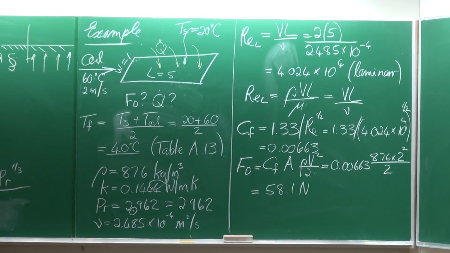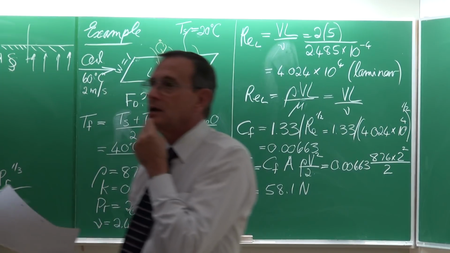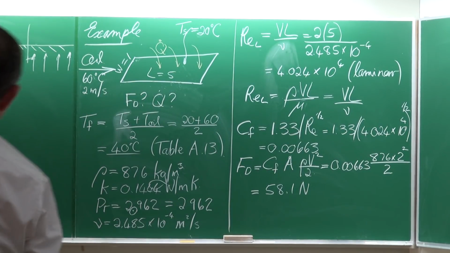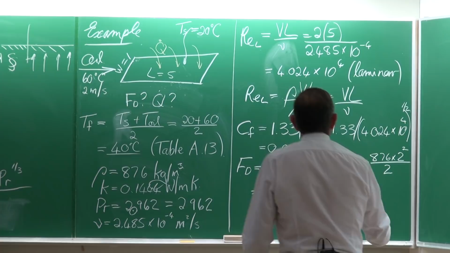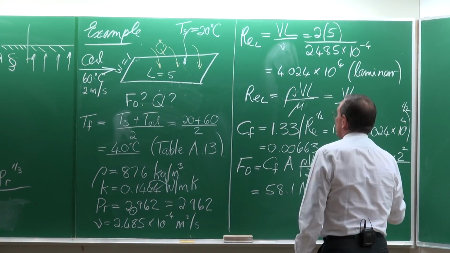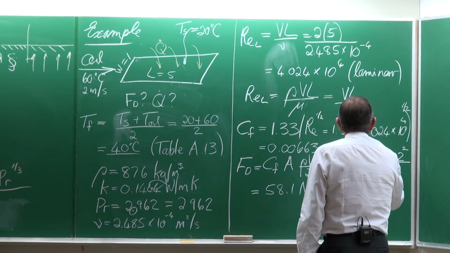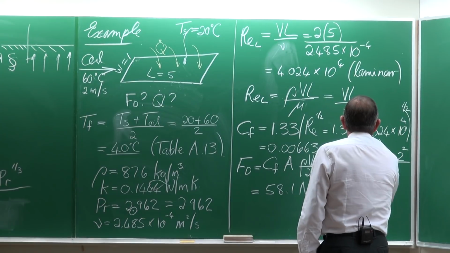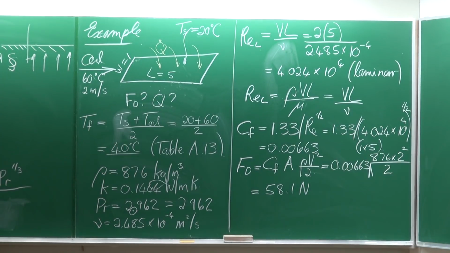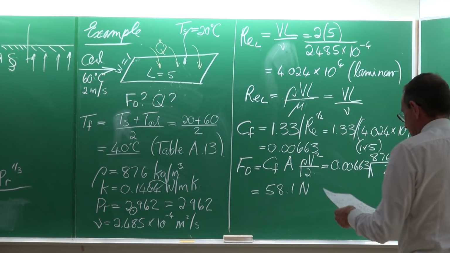Okay? Simple. We've done that in fluid mechanics. Sorry, I didn't use the area. The area, of course, is 1 by 5, 1 multiplied by 5. Yes, I have to include the surface area, thank you. Therefore, it's 58.1 newtons. It's a small drag force.